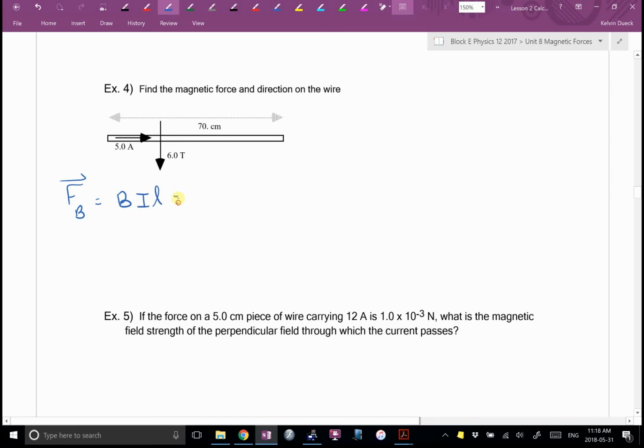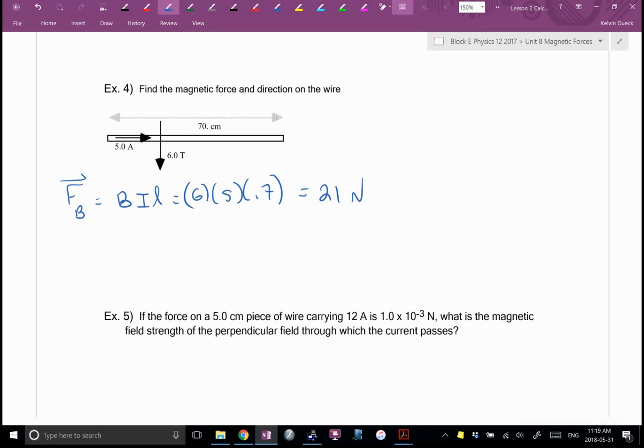Magnetic field is 6 Teslas. That's a big magnetic field. That MRI machine video that I showed you was 4 Teslas. Times 5 times 0.7. I can do this in my head. 21 newtons. Double check me, but I'm pretty sure I'm right. Yeah? Direction. Try the right-hand rule on your own for your piece of paper now.